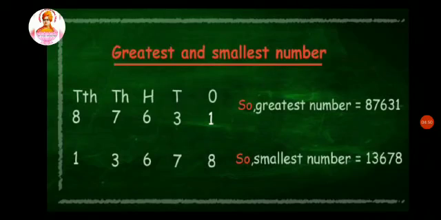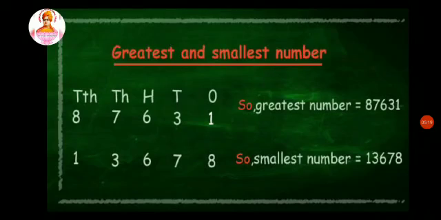For example, here I got the number 78631. So for the greatest number, how am I going to arrange my number? 8, 7, 6, 3, 1. It is in descending order, so I got the greatest number, 87,631.